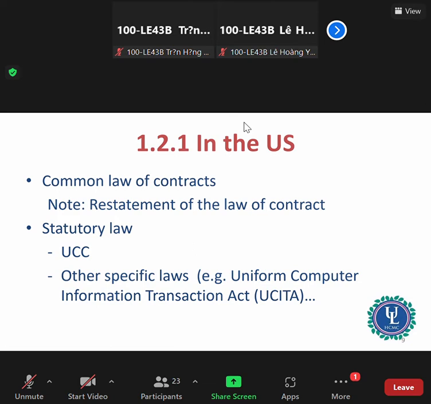Exactly. So Linh actually mentioned the essence of the UCC, right? UCC, Uniform Commercial Code. So uniform means what, right? It means the drafters would like to create uniformity in terms of regulations on commercial transactions across the United States, right?